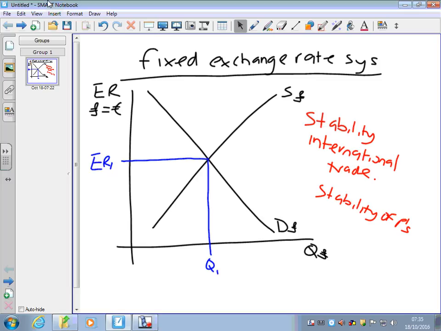So let's take an example. Let's imagine that we said, right, ER1 is what we're going to maintain the pound at. Imagine the demand for pounds shifts up here. Then what we know is the pound should really be looking to appreciate or gain value, because what we've now got at ER1 is an excess demand for our currency. Supply is at Q1 but demand is at Q2. So to stop that from happening, what the government need to do is bring us back down to ER1.